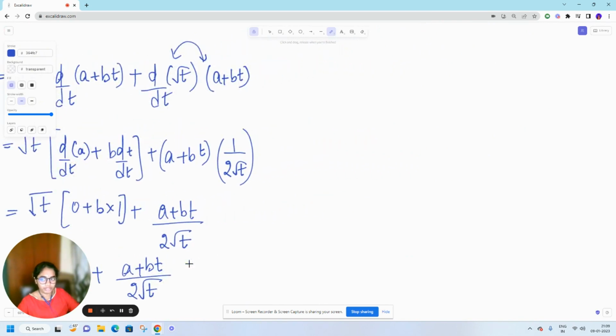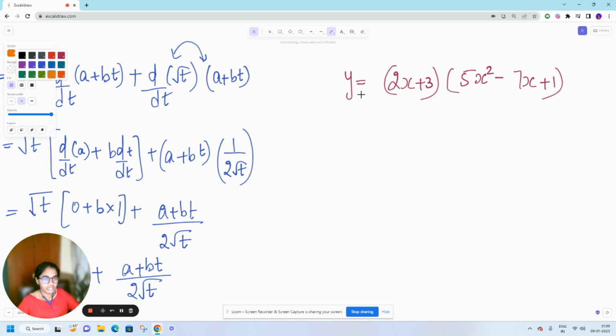Okay, now let me solve one more problem, that is find the derivative of, say, y is equal to 2x plus 3 into 5x square minus 7x plus 1. Clearly, which is the independent term here? See, independent term here is x. Agree? And dependent term is our y.